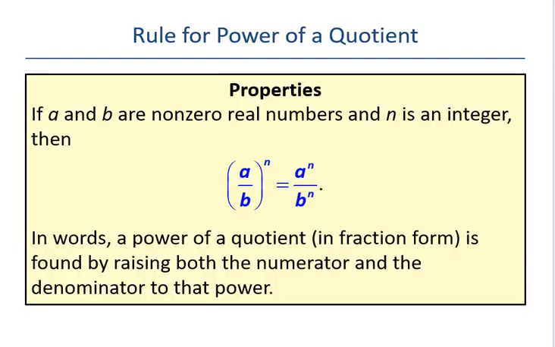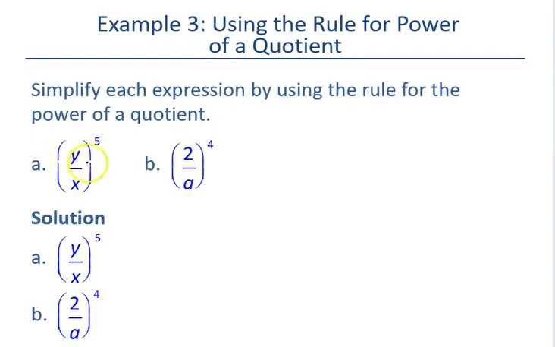So, okay, let's do the quotient. If a and b are non-zero real numbers and n is an integer, then same thing. Just take this in and make sure to distribute it to the numerator and the denominator, and then you can take the powers if you need to, and then you can also simplify if you need to, which you're going to see happen a lot. So let's come in here and let's do some examples. Okay, we've got simplify each expression by using the rules for the power of a quotient.